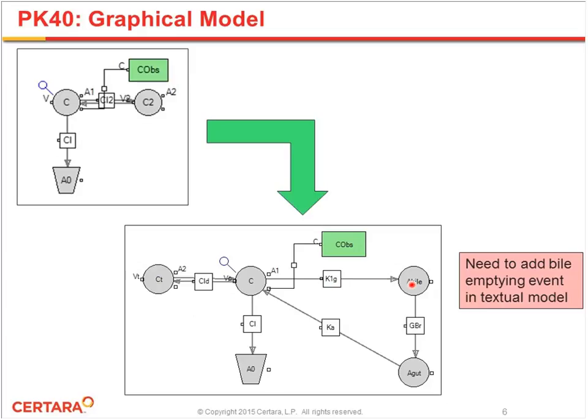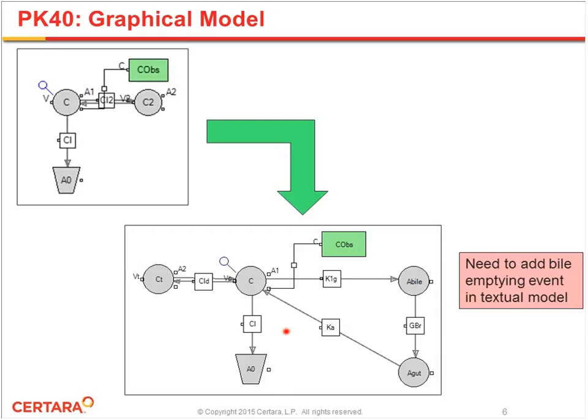Then it stays there for some time, and eventually it gets emptied through a gallbladder release constant into the gut. A gut is much like an absorption compartment, and then this feeds back into the central compartment through an absorption rate constant Ka. So this is the whole physiological process that we built with this picture.